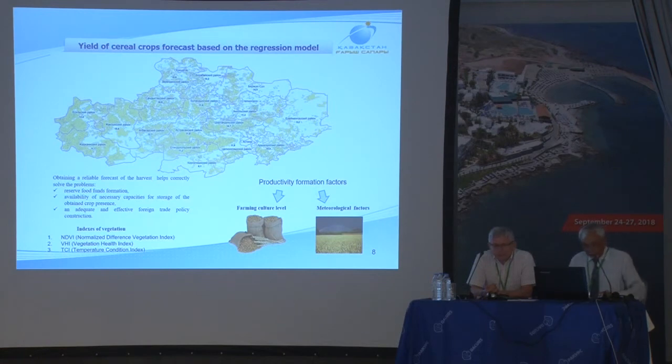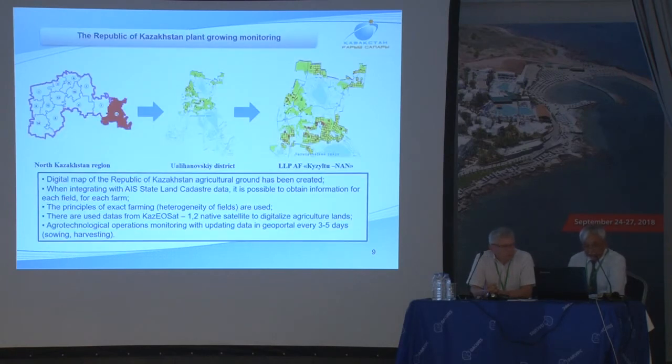The monitoring of plants cultivation, this is general for the northern part of our country. Then we can move down to areas, and then down still to separate farms, like Kazakhstan farm here. And we can see, now we're preparing the digital map of our agricultural lands, and when we integrate it with GZK data, perhaps we'll get information for each farm field.